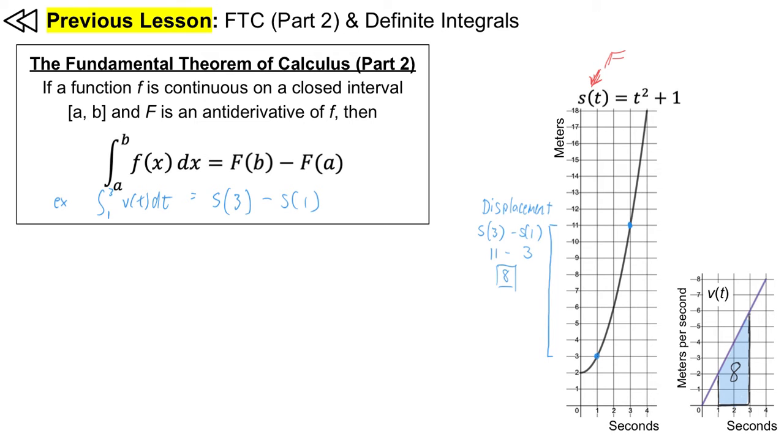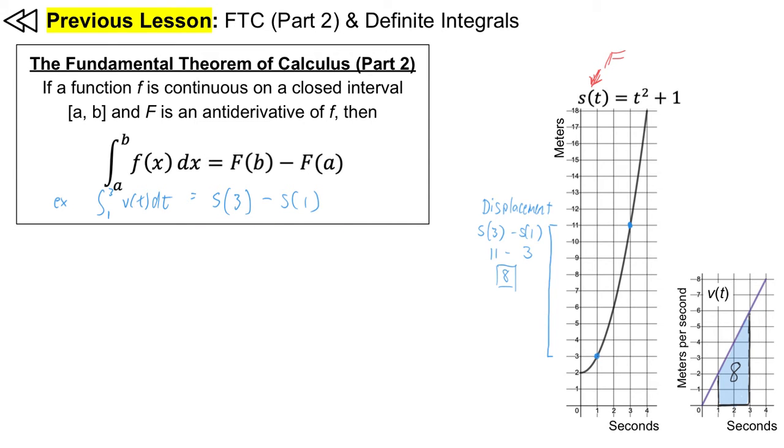Now we also learned that we can find displacement as an accumulation of the velocity, or the rate function. So the accumulation from 1 to 3 is the area under the curve, which also gives us 8. So when we set these two equal to each other because they're equivalent, we came up with this equation, where the accumulation from 1 to 3 is equal to the net change of the position, so S of 3 minus S of 1.